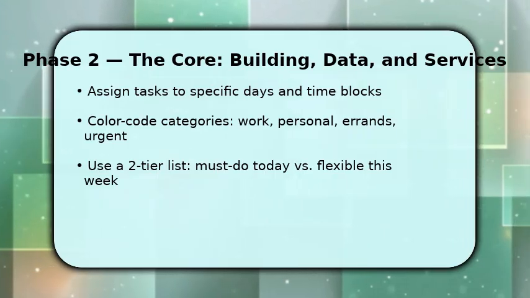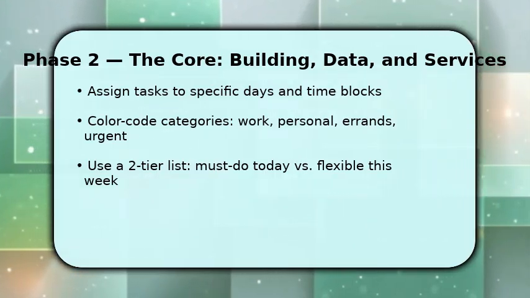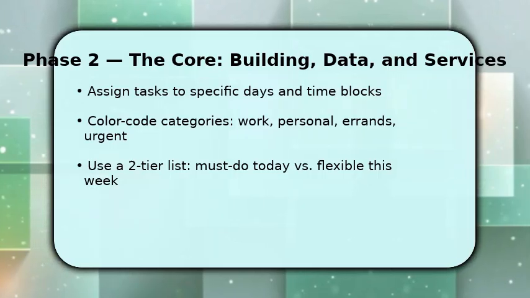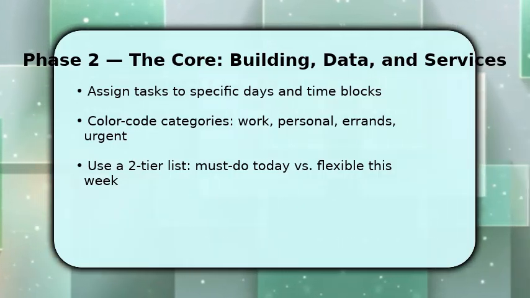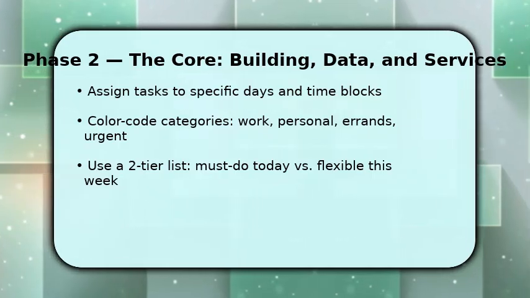Once scheduled, apply a 2-tier system. Mark must-do items for today and flexible tasks for later in the week. Make sure to leave 1-2 buffer slots daily for overruns. These middle steps keep momentum.